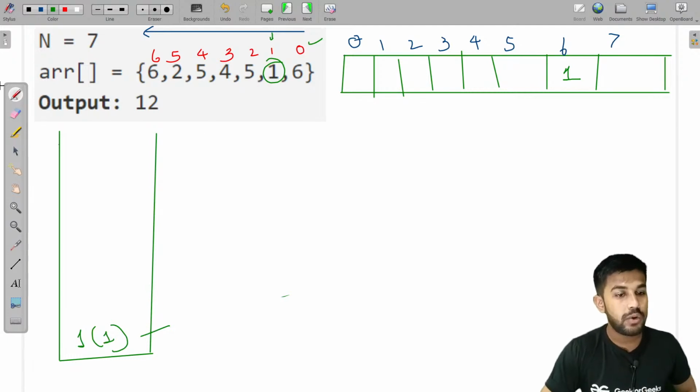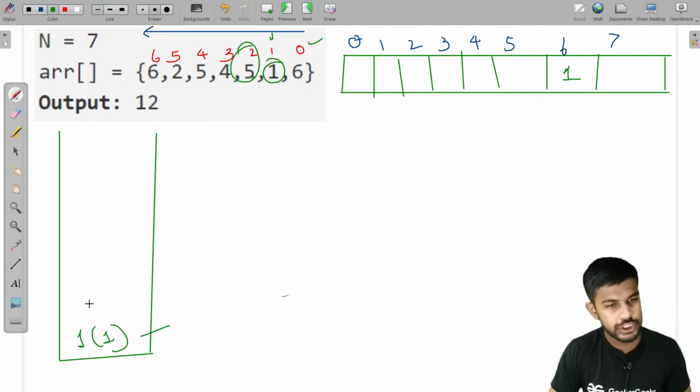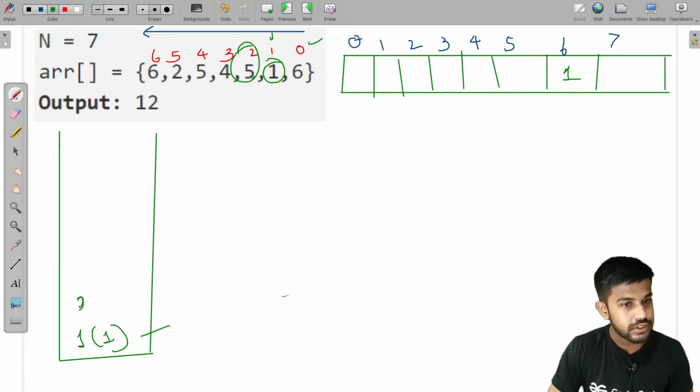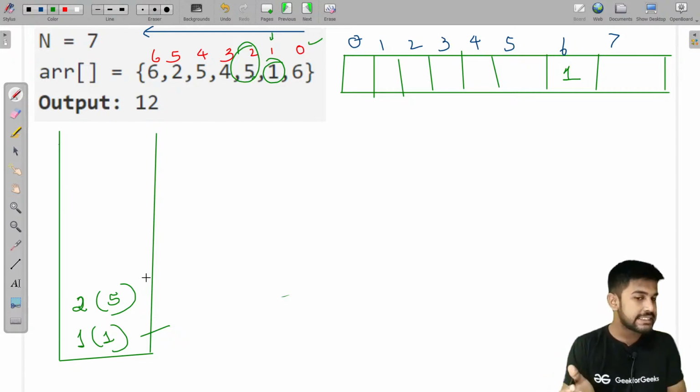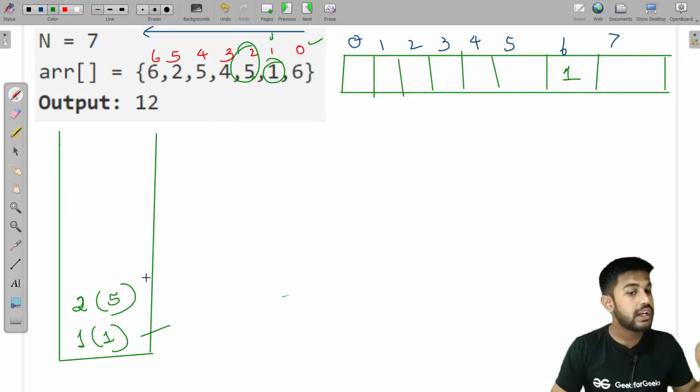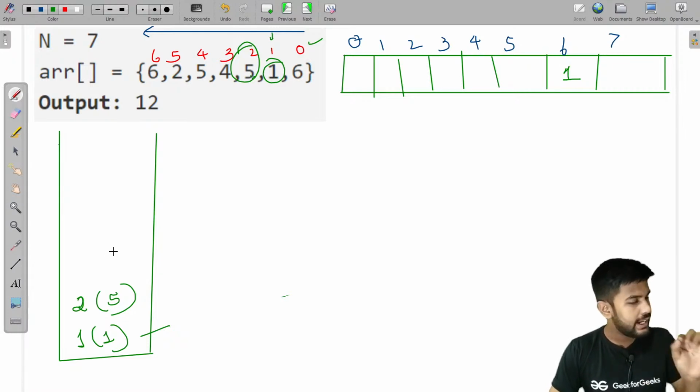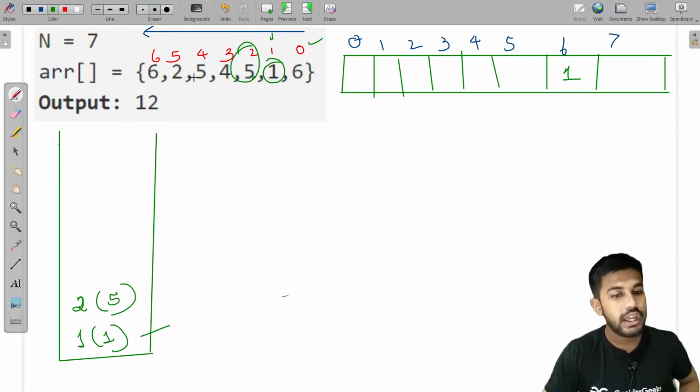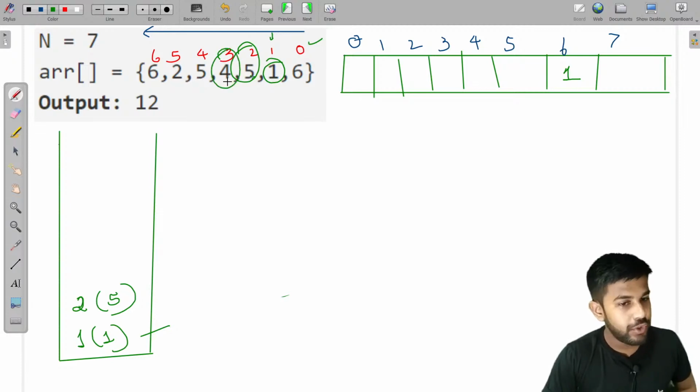Now the next thing we would do is, we would again pass this 5. 5 is greater than the last element, so we would just push it. So 2 and then 5. The indexing is done from the front itself, just for the sake of understanding. Now the next thing is that we got an element 4. 5 is greater than 4. What we would do is, we would pop this.